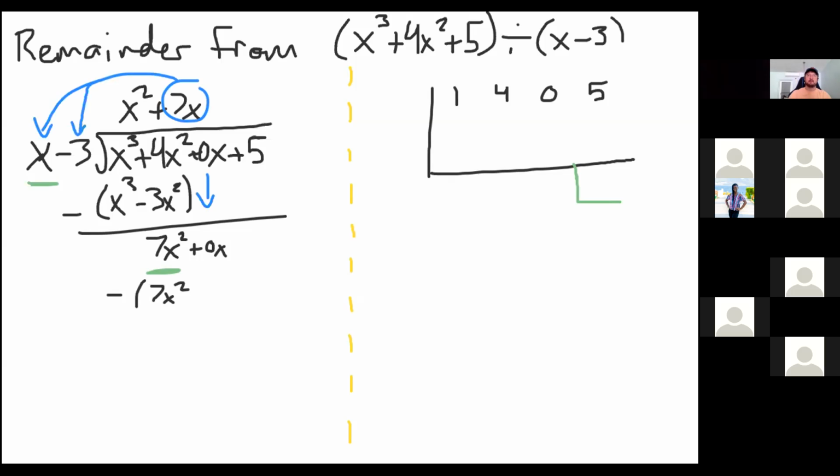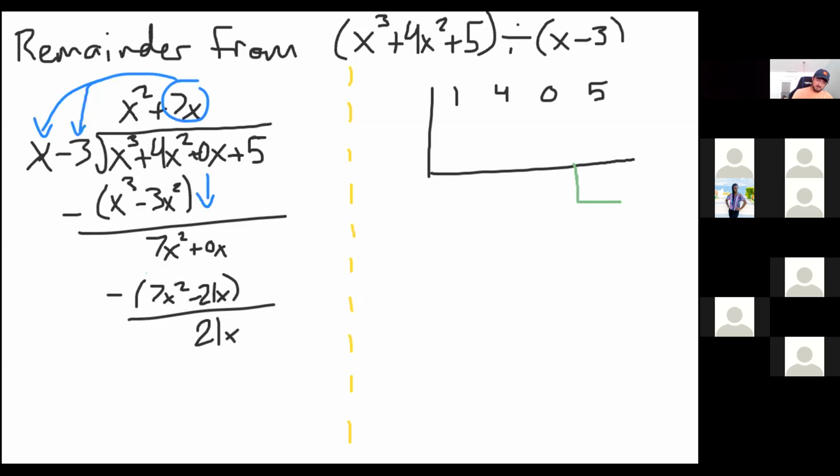Well, 7 times 3 is 21, which means this is going to be a minus 21x. So now those 7x squared terms will cancel each other out. And then I have no x's. I'm going to be subtracting negative 21x's. Well, subtracting negative 21x's turns into adding 21x's, which leaves me with just 21x.